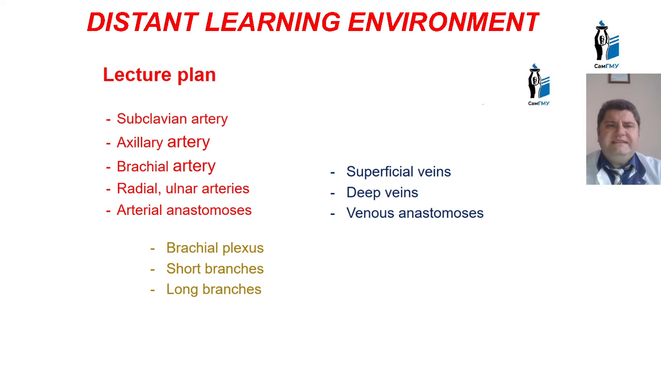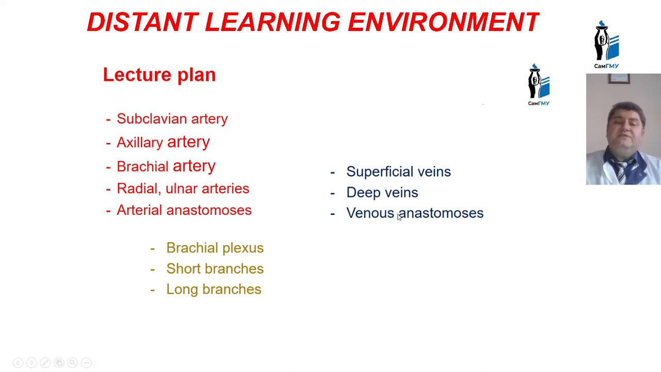In this picture you may see the lecture plan. In detail we will talk about the subclavian artery, about its branches which supply the muscles of the shoulder region, about the axillary artery, its parts, and also about the brachial artery, radial and ulnar arteries, arterial anastomosis. Next, we will talk about veins, and you may see in this picture superficial veins, deep veins, and venous anastomosis. So, in detail, we will talk about these parts.